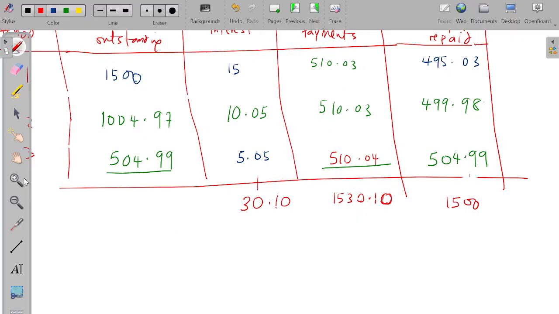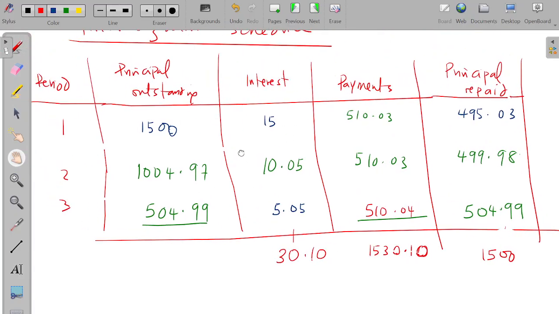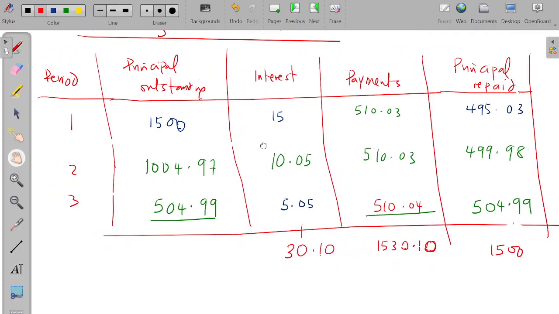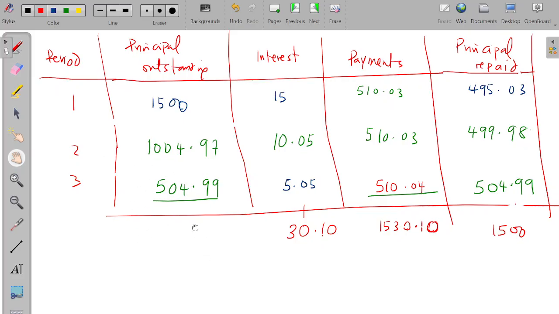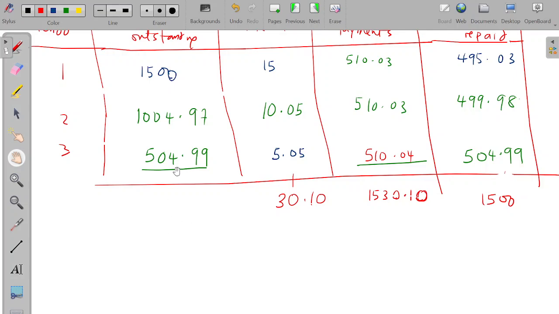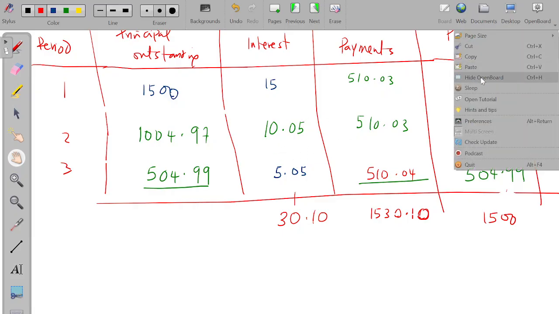You are going to be drawing this amortization schedule especially for fewer payments, maybe up to 5, 6, 7, or 10. But if there are more than that, then we can use the formula to calculate each of these items, which we are going to see in the next video. All right, please make sure that you understand.